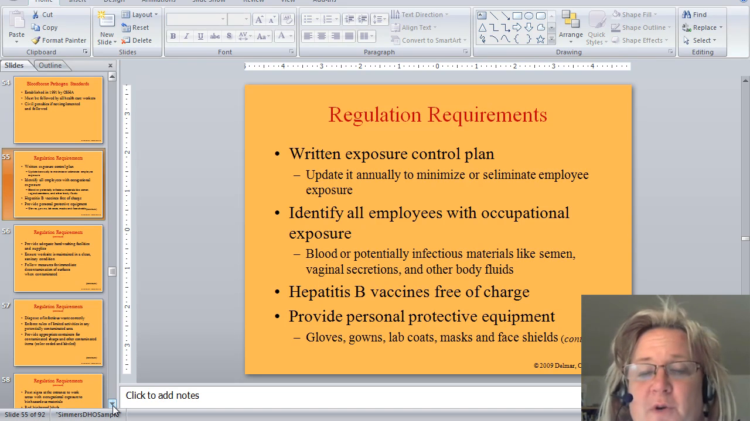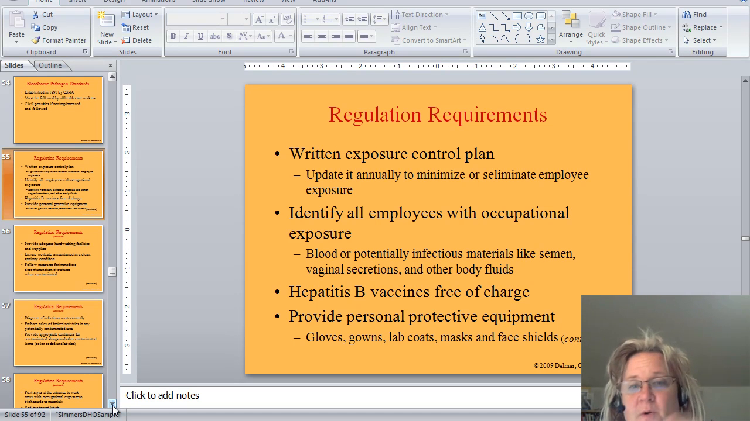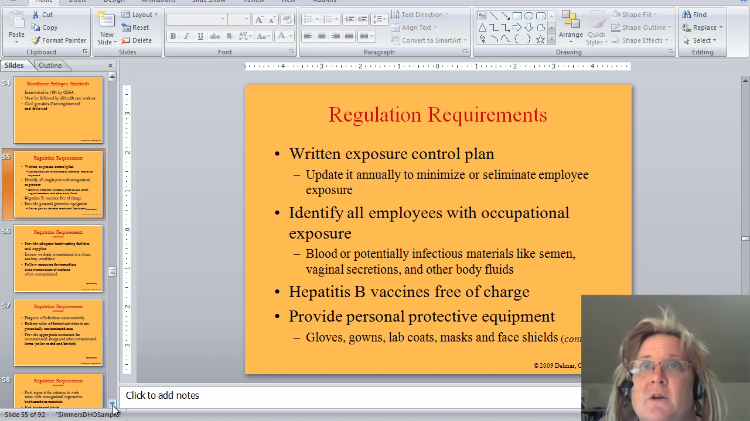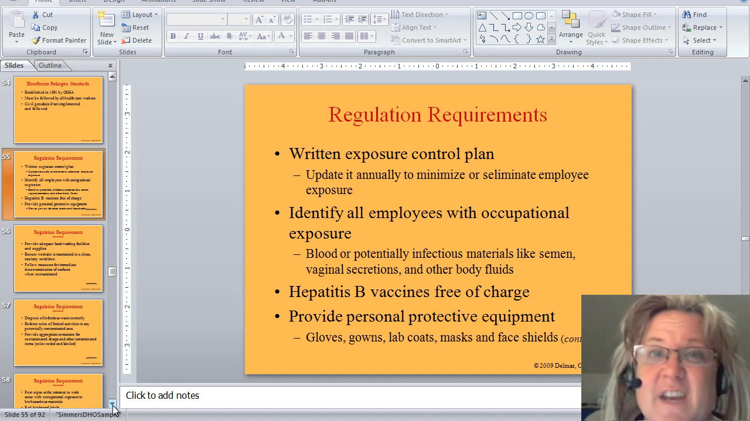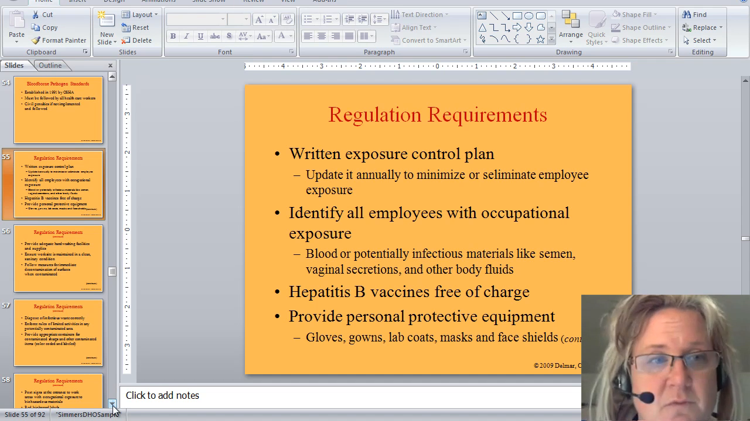Hospitals, anywhere where you work, if you're going to be exposed to body fluids, then they have to provide the hepatitis B vaccine for free. And of course, they have to provide to you your personal protective equipment. Personal protective equipment is gloves, gowns, masks, face shields, lab coats.